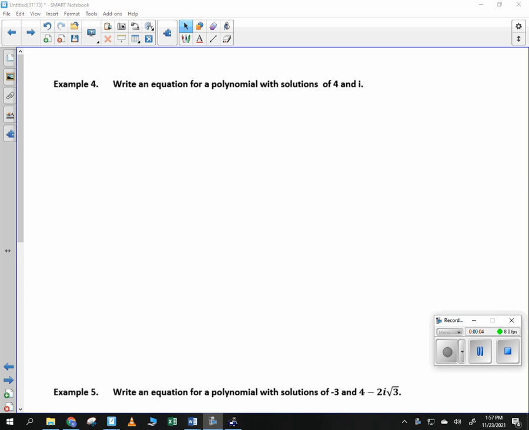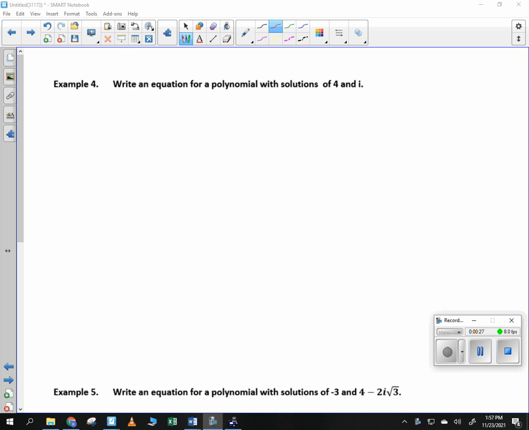Okay, last two examples. These will carry you through the rest of your worksheet. Right now we're scheduled to test on Thursday when you return from Thanksgiving. And tomorrow I will hand to you your study guide. That way, in case you want to get started over Thanksgiving, you can. Okay? All right. It says, write an equation for a polynomial that has solutions of 4 and i.